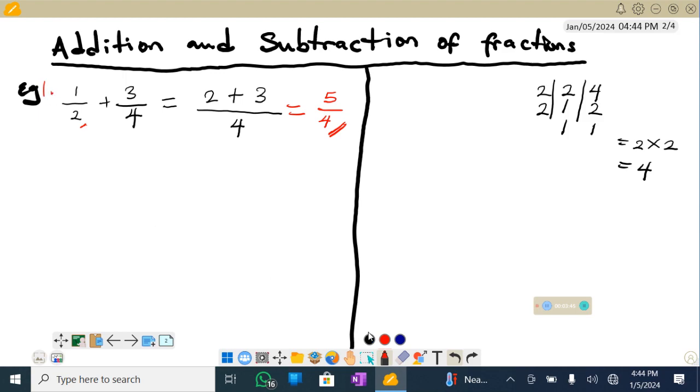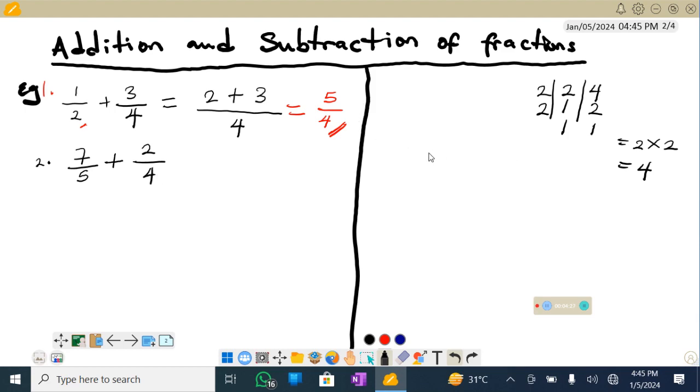So let's go to example number 2. Example number 2, if you have 7/5 plus, let's say, 2/5. Okay, we have used a number that can divide the two numbers. So this time around, let's use a number that cannot divide the 2. Let's use 4.